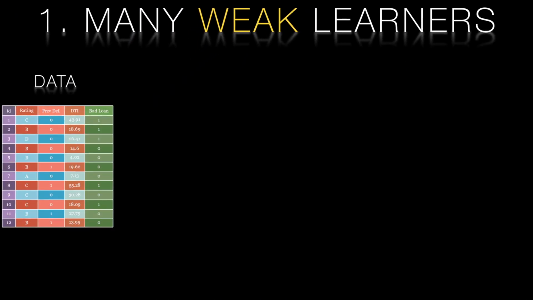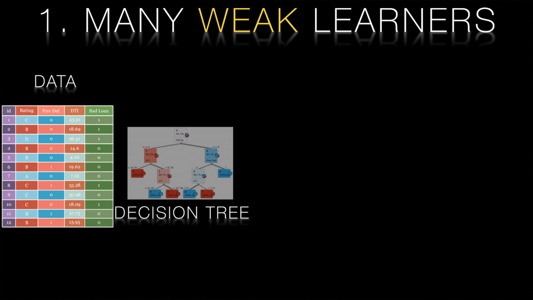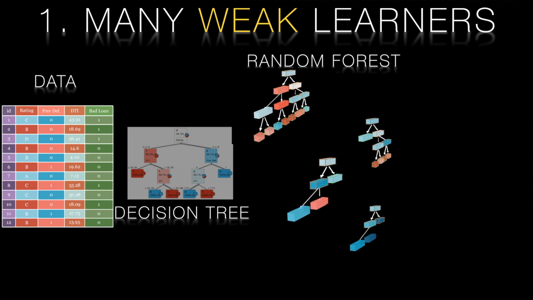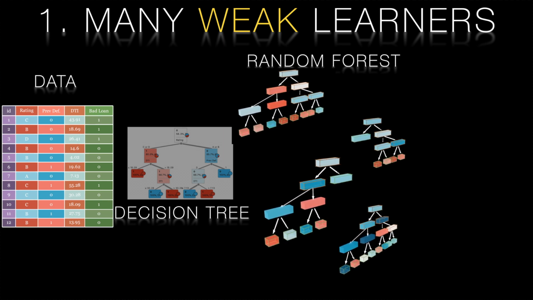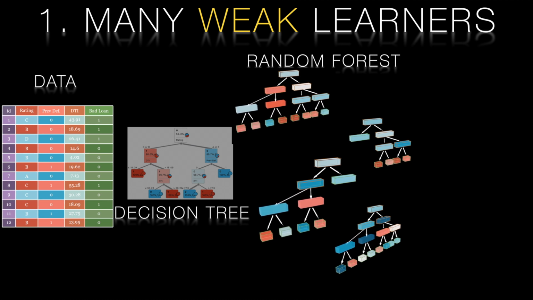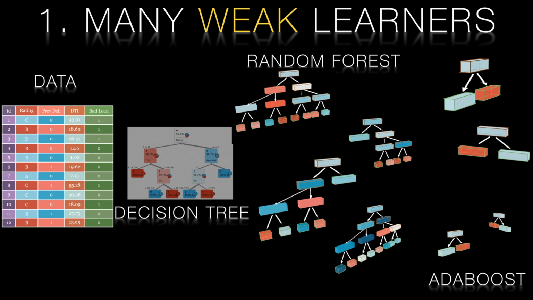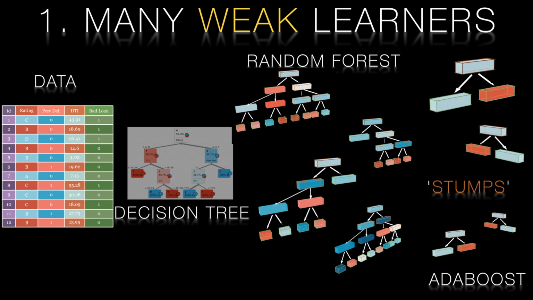So here's some example loan default data, and here is a decision tree made from it. If we choose to build a random forest, then we would make a series of trees with multiple branches and leaves based on our bagged data. But for AdaBoost, we build tiny trees that are made up of a single root node and two leaf nodes. You'll hear these simple nodes referred to as stumps.